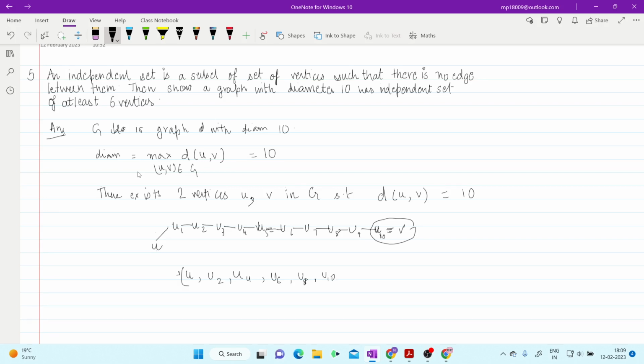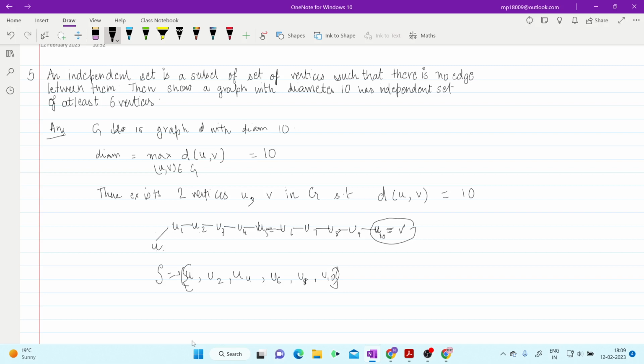Okay. So why is there no edge between u and u2? You are giving this set, but why is this set independent? To show that this set is independent, we have to show that there cannot be any edge between these vertices. So why can't there be an edge between u and u2?